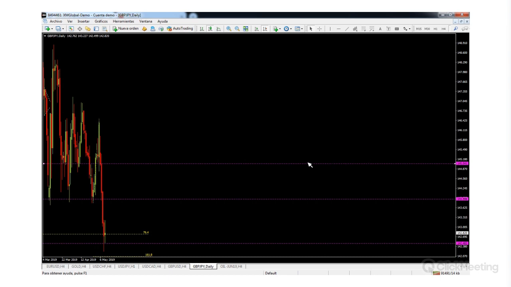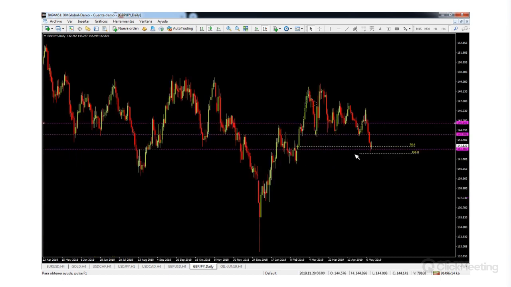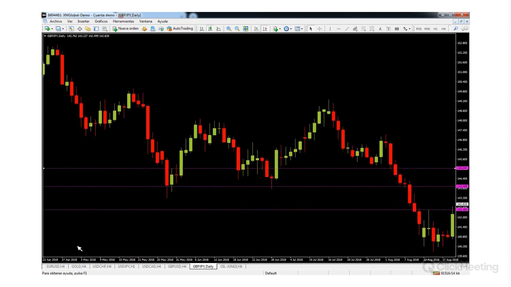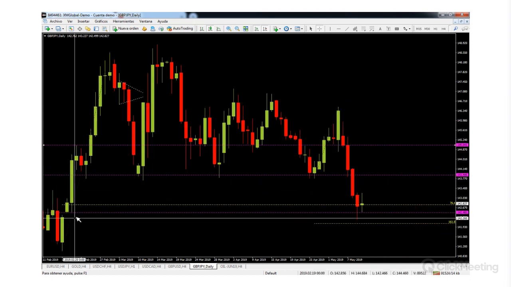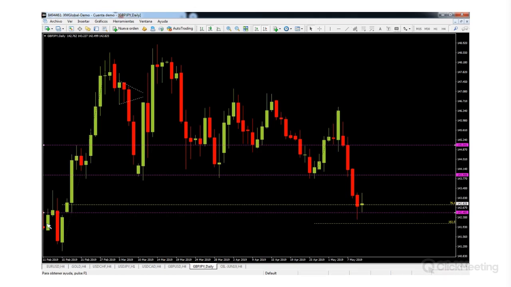All right, now we have hit the zone of support on what seems to be a gap fill. Let's thicken this out and let's see if this is in fact a gap fill. All right. Yep. We filled that gap and then moved up. And the gap that I'm talking about is this one right here.